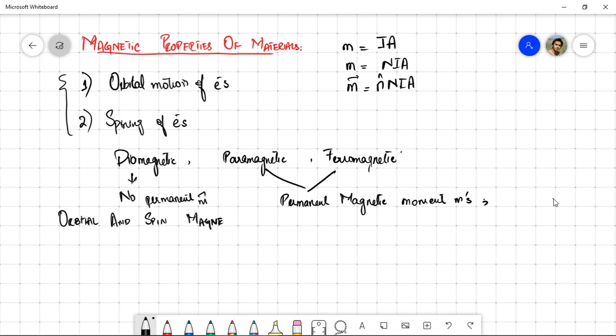So orbital and spin magnetic moments. The goal is for us to understand why a material behaves in a certain way when it is placed in the vicinity of an external magnetic field. So first of all, we'll try to study the orbital motion in a little bit more depth.